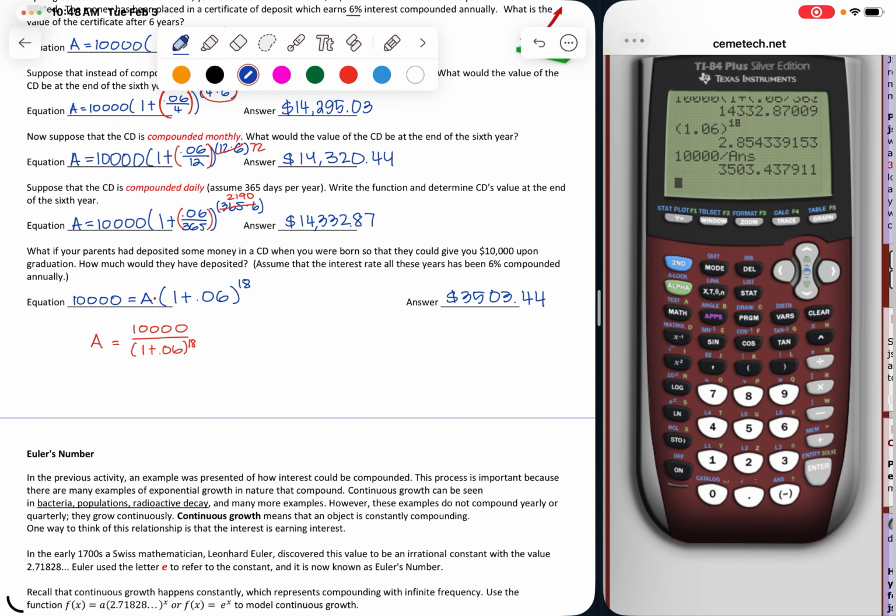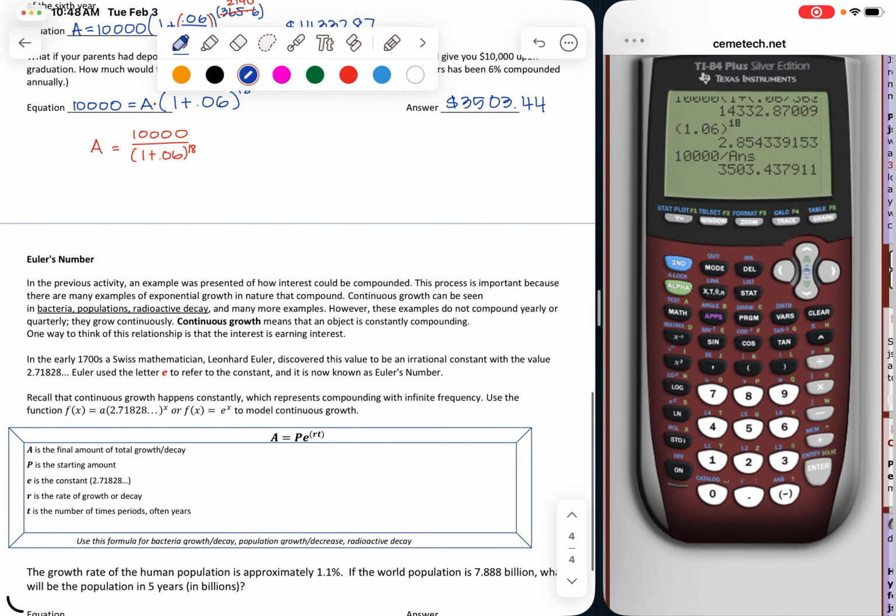Okay. And a CD having an interest rate of 6% is possible as of right now with our economy. For a savings account, it's a little high, but for a CD, completely possible. So keep that in mind.